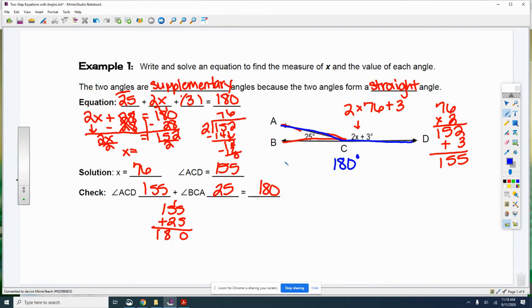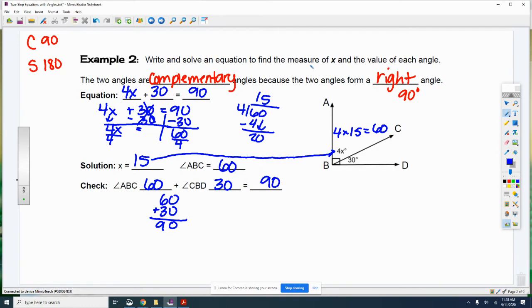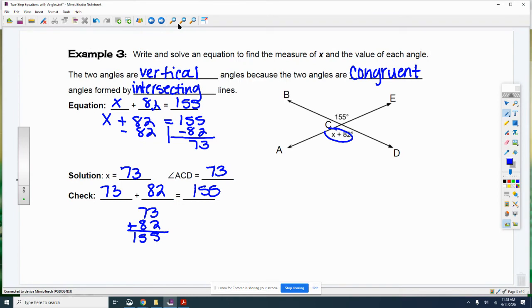So again, supplementary, you're adding two angles to get 180. Complementary, you're adding two angles to get 90. And vertical angles equal each other, okay?